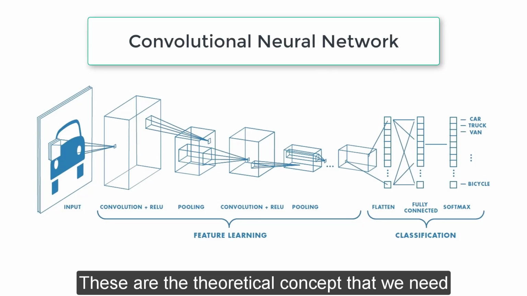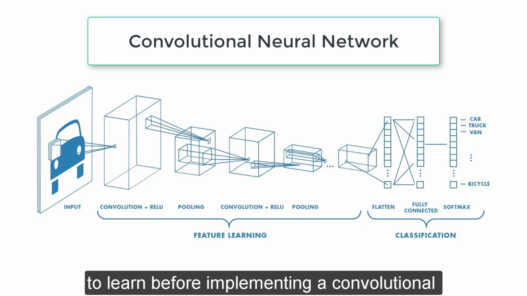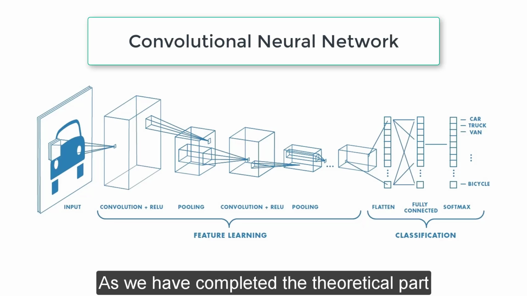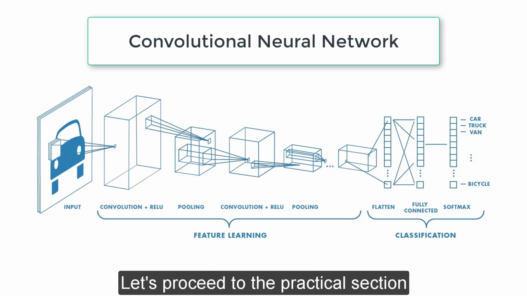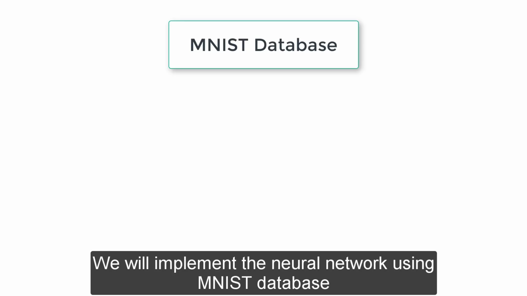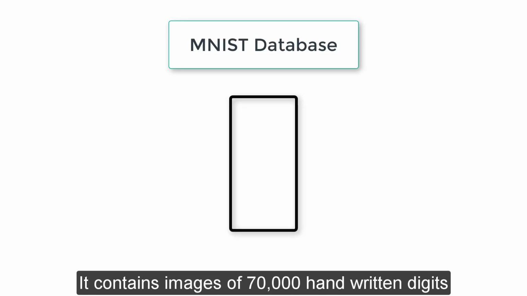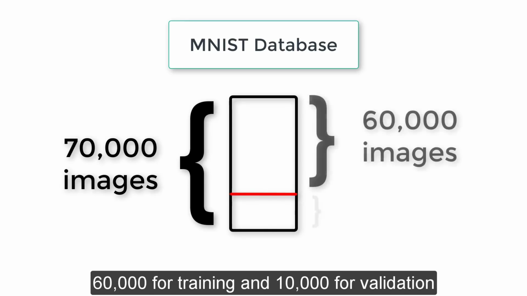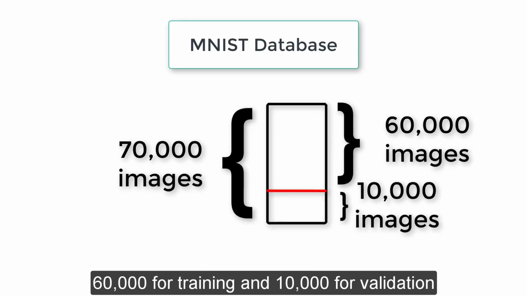These are the theoretical concepts that we need to learn before implementing a convolutional neural network. As we have completed the theoretical part, let's proceed to the practical section. In this section, we will implement a convolutional neural network that can recognize handwritten digits. We will implement the neural network using MNIST database. It contains images of 70,000 handwritten digits, 60,000 for training and 10,000 for validation.